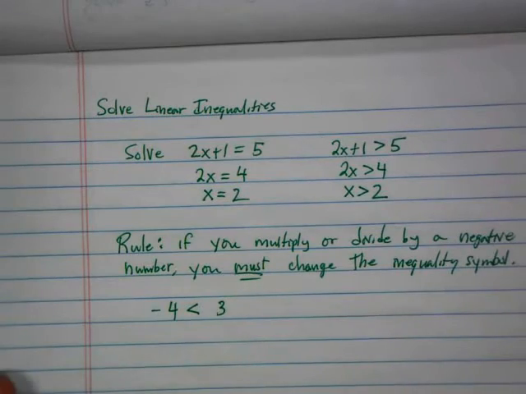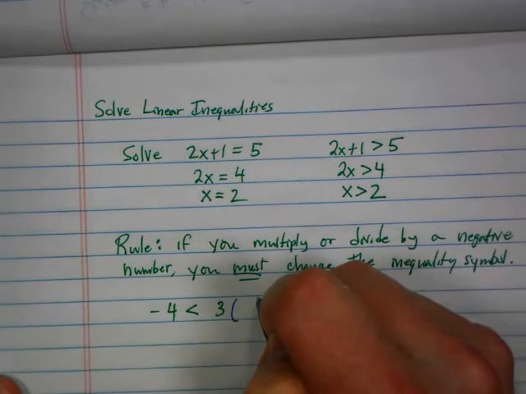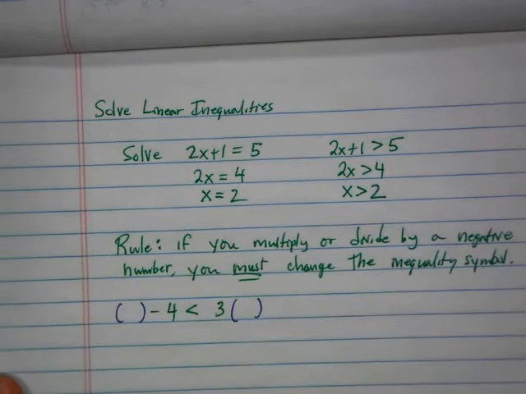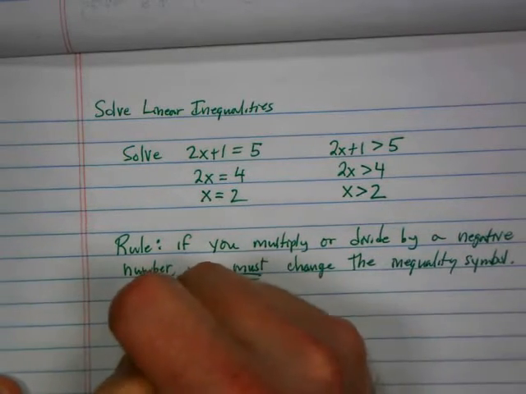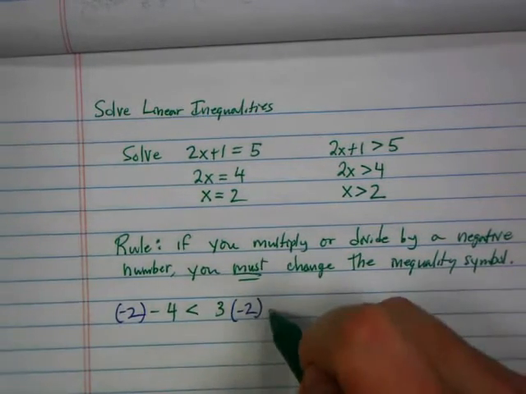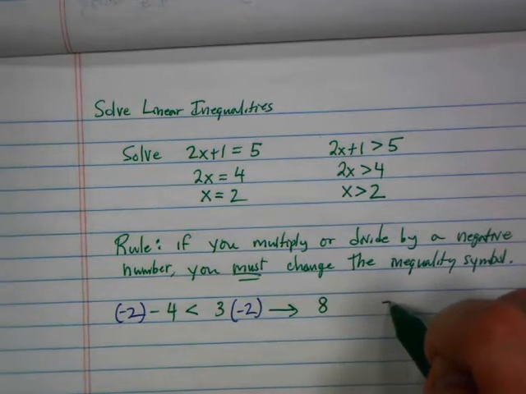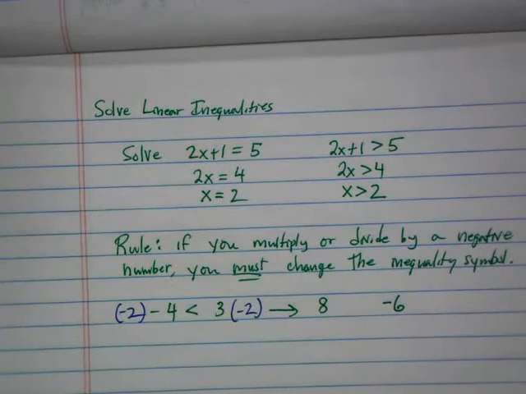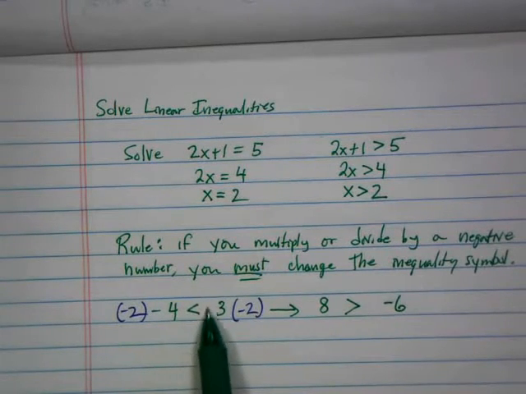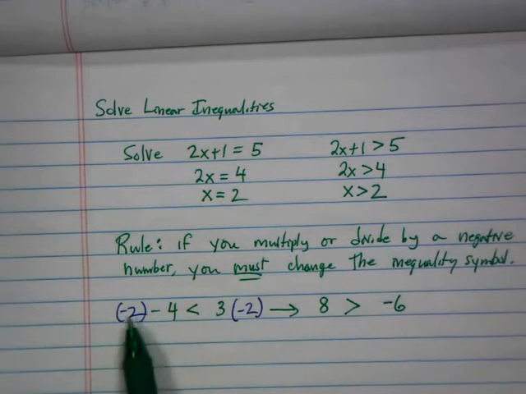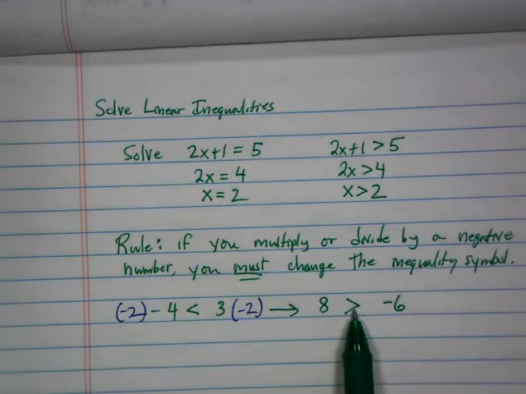What if I now took this and I multiplied both sides by a negative number? Give me a negative number that you like. -2. If I multiply by a negative number, I'm now going to have 8 on the left and -6 on the right. Which way does my symbol have to go now? The opposite. It has to be greater than. So notice what happened. I started with a less than. When I multiplied both sides by a negative number, I had to flip my symbol. It has to go the other way.